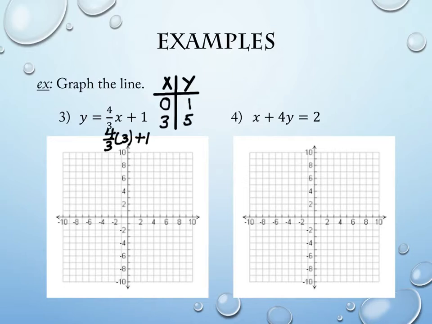So 0, 1 would be here, and then 3, 5 would be here. And then we're going to connect them. Okay, and there's that one. Here's the end, and we're good to go. Number 4 is written in a different form. This is actually called standard form, or sometimes they'll say general form, usually standard form of a line.